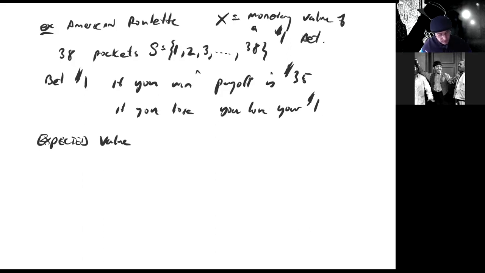Okay, so what is the expected value? The expected value is, well, if you win, you get $35, but the probability of winning is 1 out of 38 pockets, so it's 1/38. And then if you lose, you lose $1, minus $1 times 37 out of 38 possibilities.